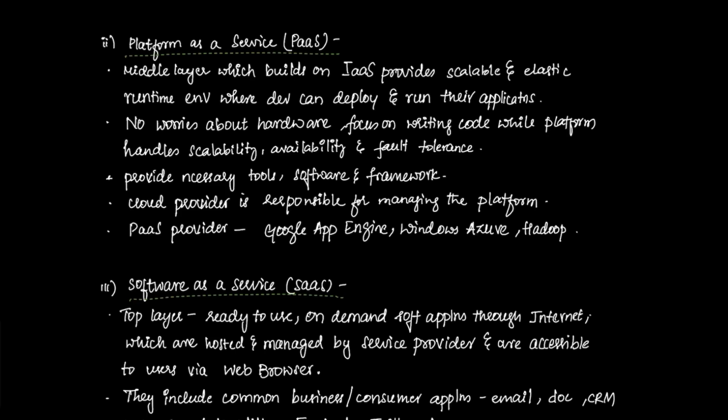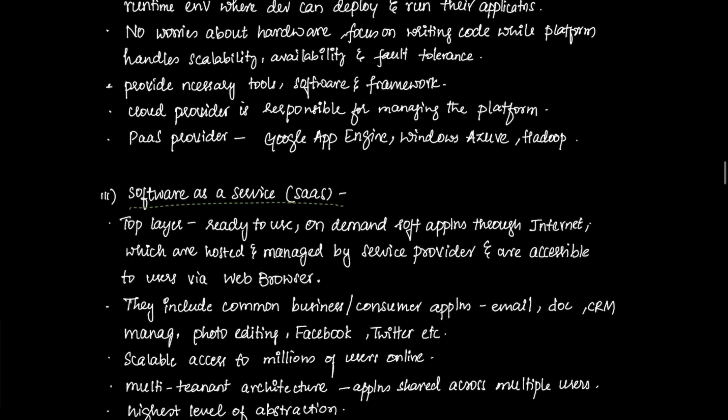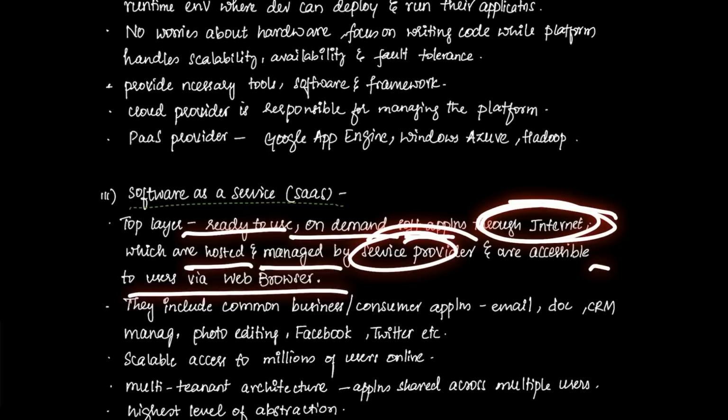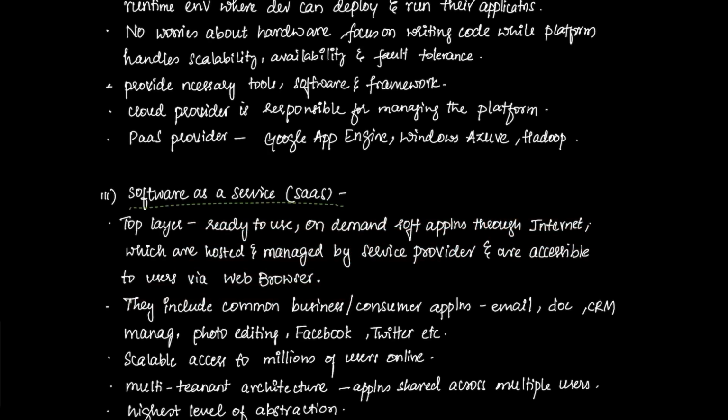Next we have software as a service, the topmost layer. Software as a service offers ready to use, on-demand software applications that can be accessed through the internet, which are hosted and managed by the service provider and are accessible via web browser. So these are the end user applications. They include common business or consumer applications, which could be email, document management, photo editing, CRM, customer relationship management, Facebook, Twitter, and so on.